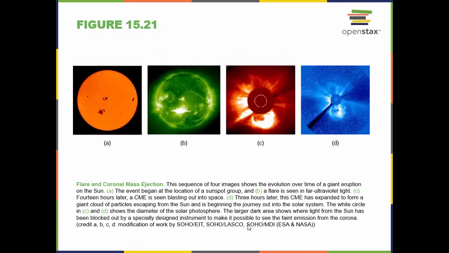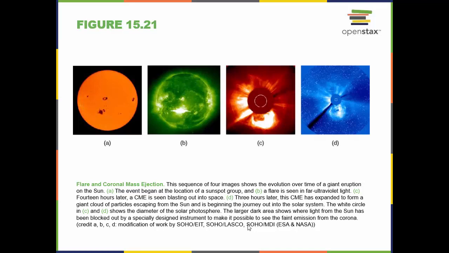So these flares and coronal mass ejections, we see a sequence of 4 images which show the evolution over time of this giant eruption of the sun. And in A, we see the event began with the location of a sunspot, actually a sunspot group. And in B, a flare is seen in the far ultraviolet. So B was taken with ultraviolet light.